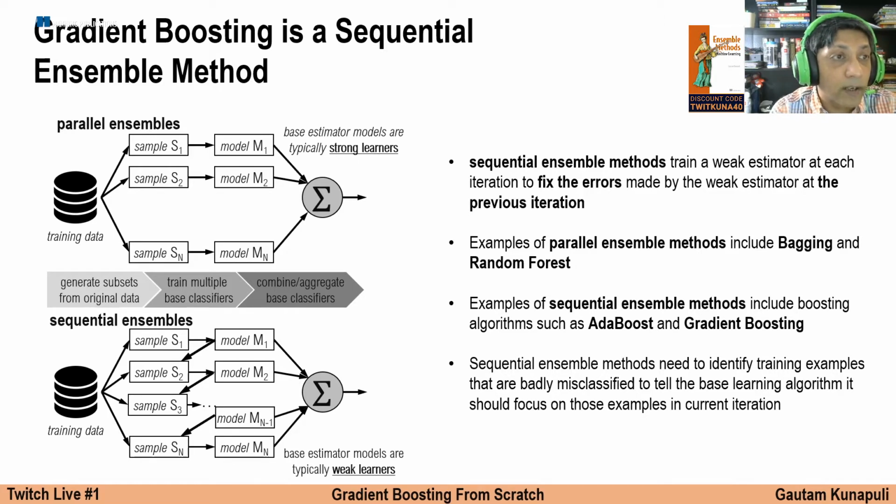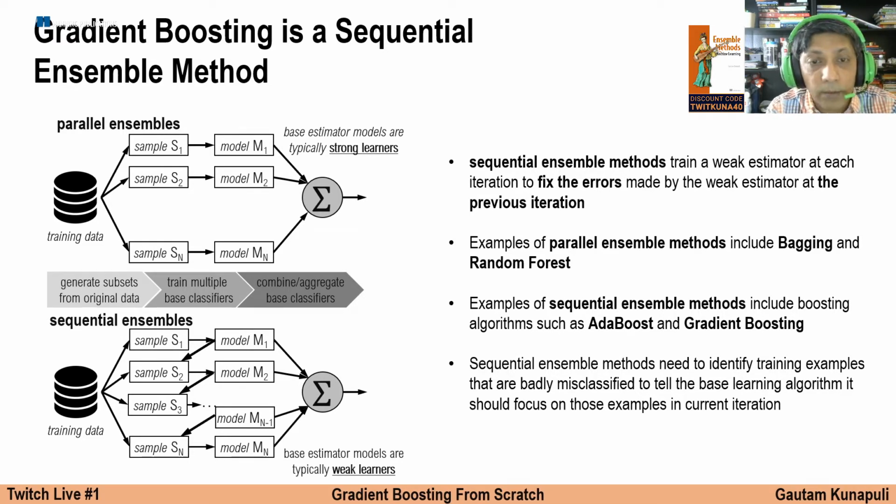So this is in direct contrast to the parallel ensembles where all of these models are trained together in parallel, whereas in sequential ensembles, you have to train them one by one because the one you're training currently will have to fix the mistakes of all the models that you've trained so far, the ensemble that you have until now, right? So gradient boosting is an example of a sequential ensemble algorithm.